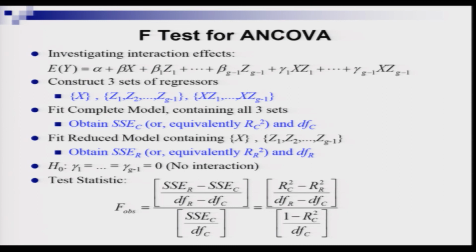What would be the null hypothesis? You are going to test whether jointly the coefficients of these interaction variables are equal to 0 or not. That means whether gamma 1 equals gamma 2 equals dot dot dot gamma g minus 1 equals 0 or not. The alternative is that at least one of these gammas is not equal to 0.